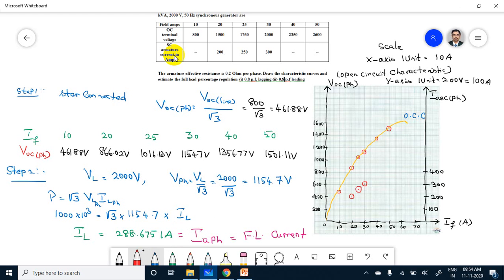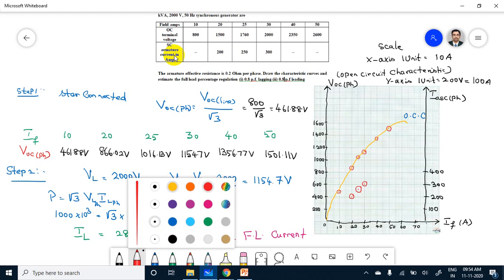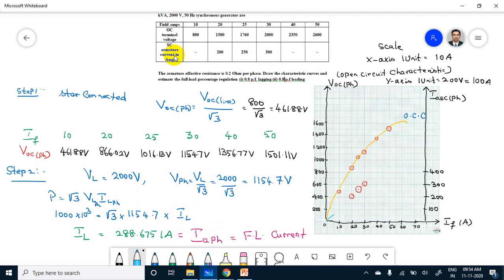Now please take your scale and draw the short circuit curve as a straight line. It should be a straight line. This straight line we call the short circuit curve.